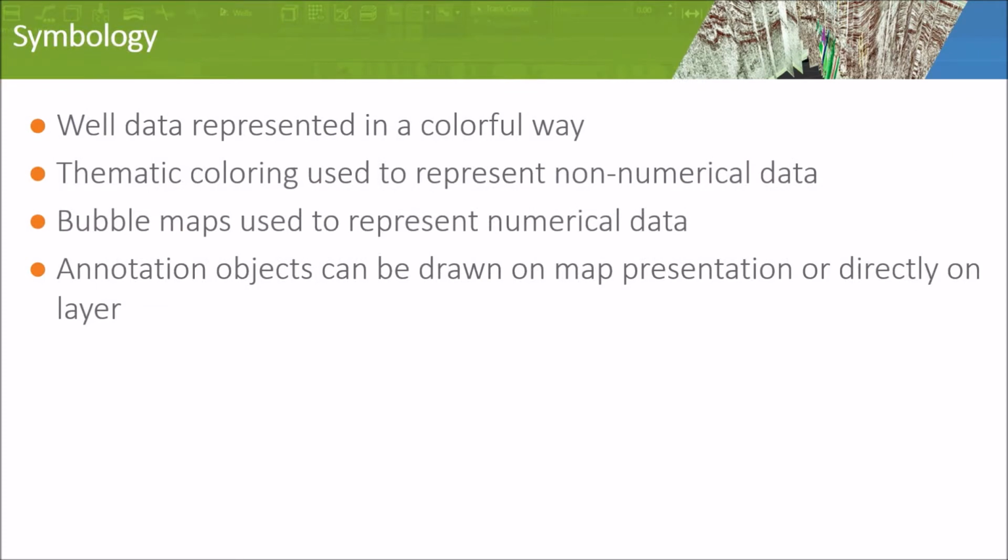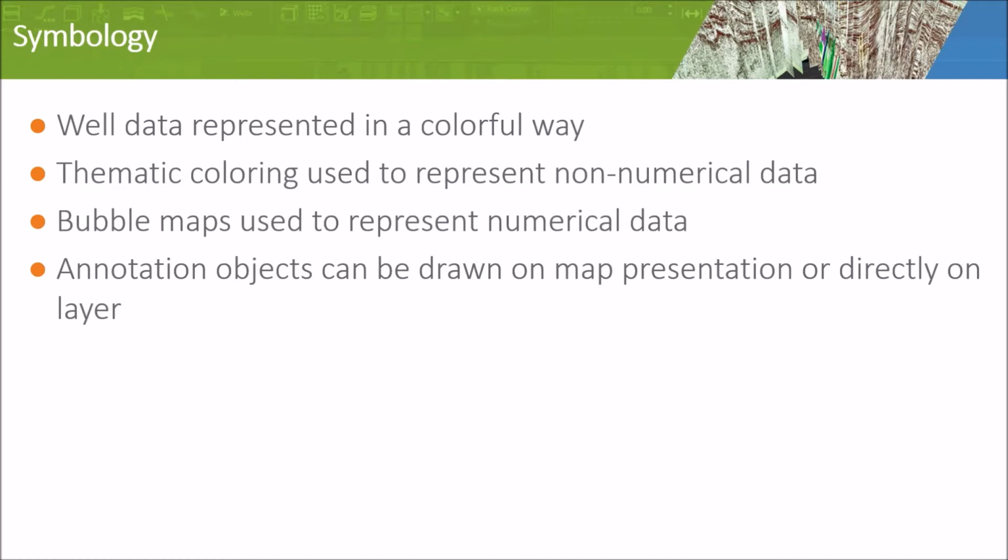Symbology is another key part of setting up that final presentation. It helps you to represent some of your data in a colorful way, also in a very easy to read graphical way. That's going to be done either with thematic mapping or bubble maps. You can also do, in conjunction with the bubble maps, proportional pies, which we'll be showing off here as well. Thematic coloring is used to represent non-numerical data, any kind of text or date information you have in your database. Thematic mapping can help you color that information.